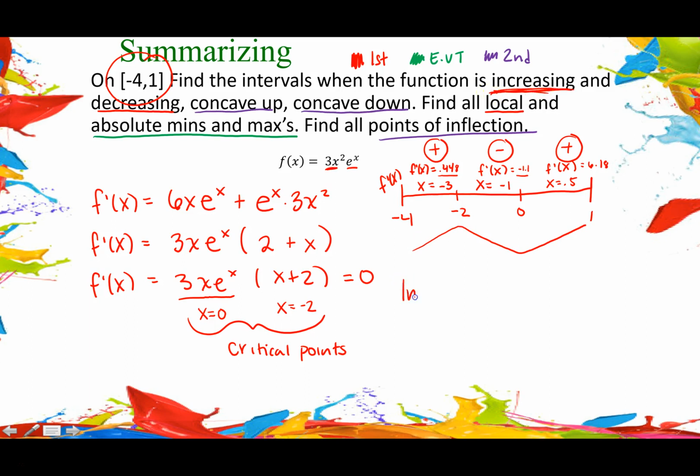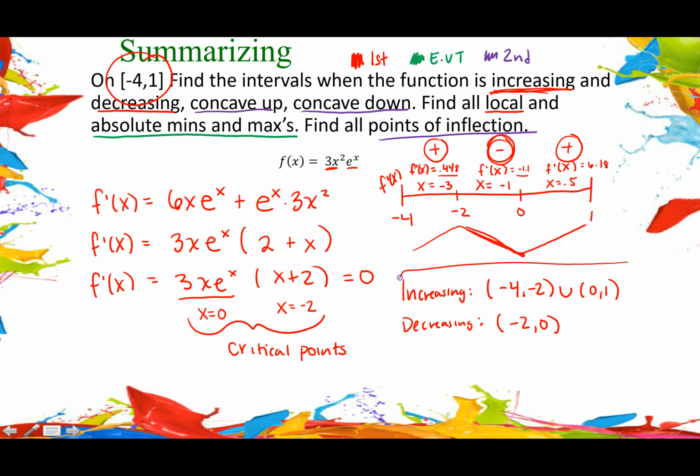The increasing intervals are going to be from -4 to -2, union 0 to 1. The decreasing interval is just when the first derivative is negative, which would be right here, from -2 to 0. Okay, so we're good to go on that. But now we need to find the local mins and the local maxes.